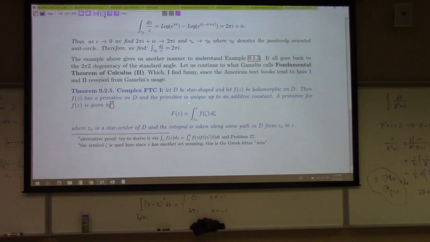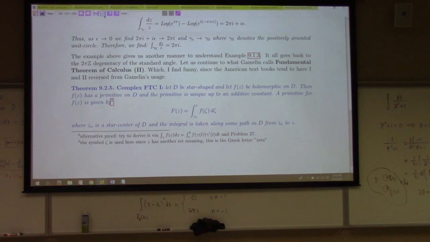Anyway, so here's the fine print. Let D be star-shaped, and let f be holomorphic on D. Then f of z has a primitive, unique up to an additive constant. And the primitive is given by this. In other words, if I can differentiate it, I can integrate it, is what I'm saying. That's kind of weird, isn't it? If I can differentiate it, I can integrate it. That's not what we usually say. Well, fine. I guess if we have a continuous function, we can integrate it. So this is a little bit greedier than that in that sense.